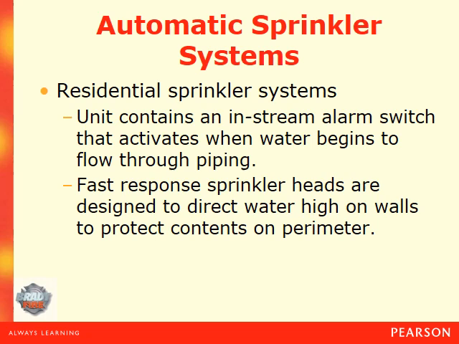Often, a residential sprinkler system unit contains an in-stream alarm switch that activates when water is flowing through the piping. It has fast response sprinkler heads designed to direct water high on walls and to protect contents in the perimeter. Often these systems flow fewer gallons per minute than the traditional sprinkler systems found in businesses.